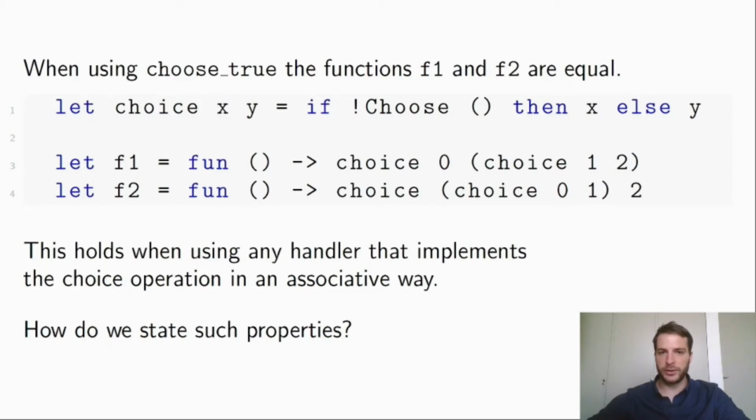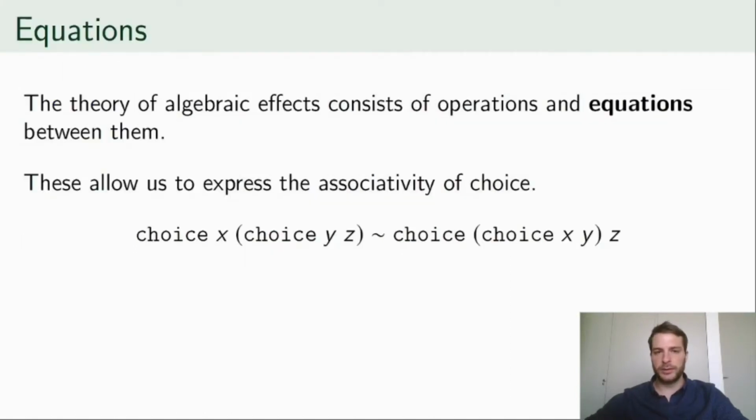So another instance of a suitable handler is one that collects all possible results. And on the other hand, if we randomly select one of the options with a 50% chance, that is not a suitable implementation. The main issue here is how exactly to state such a property. One way to do that is to use equations. In the original approach to effect handlers, the theory consisted of an effect signature and equations between operations. For instance, associativity of choice, which is what we wanted in the previous example, can easily be expressed with an equation.